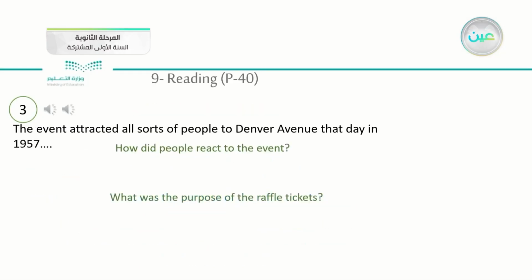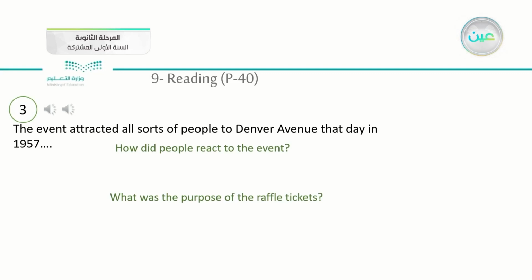Let's check the following paragraph, the event. How did people react to the event? What was the people's reaction? Did they like the idea? What was the purpose of the raffle tickets? Why did we have raffle tickets?